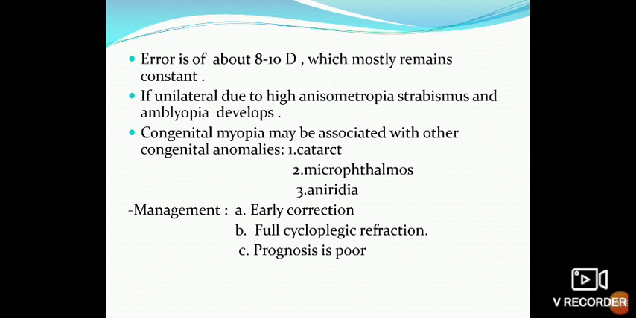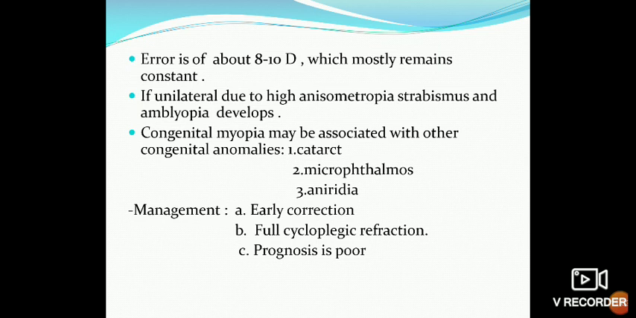So the error is usually 8 to 10 diopter in congenital myopia, and it is usually unilateral, which leads to strabismus and amblyopia. What is strabismus? Strabismus means squint, and we will learn what amblyopia is. Congenital myopia may be associated with other congenital anomalies like cataract, microphthalmus, aniridia, and management is early diagnosis, and full or early correction.